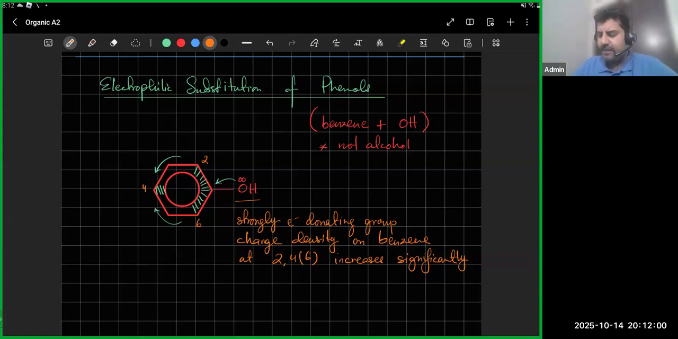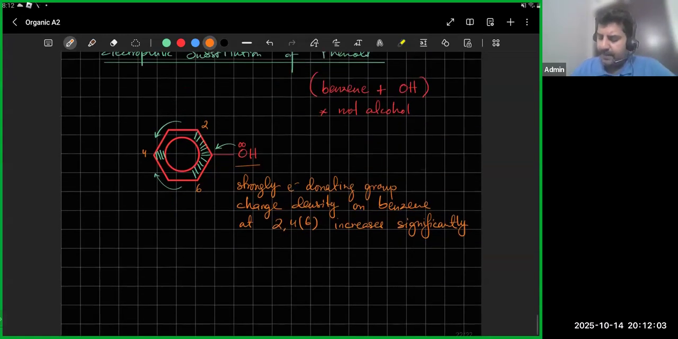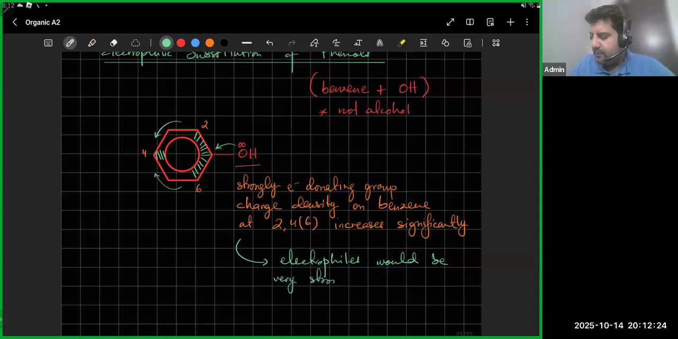And now the conditions would change. The reactions are pretty much the same. It's the same reaction, except that the conditions are going to be a lot milder. Because of this thing, electrophiles would be very strongly attracted, and therefore no catalyst is required in either nitration or bromination.